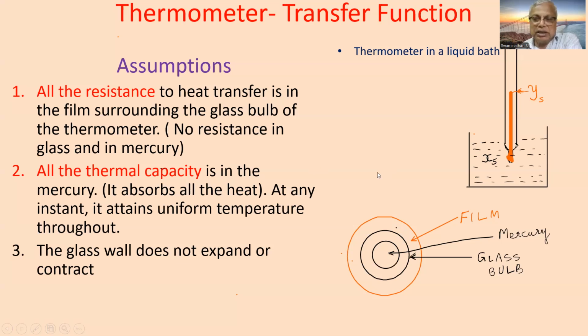So how will you derive this? You have to know what process is taking place in this system. What is the process taking place? Heat transfer from the bath to the thermometer. So you have to know how to write the heat transfer equation, and from that we will be able to derive the transfer function. That will be continued.